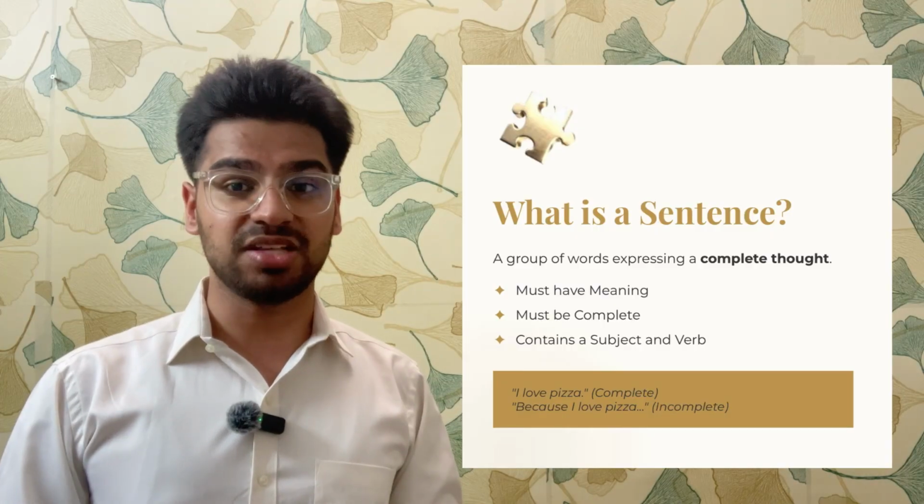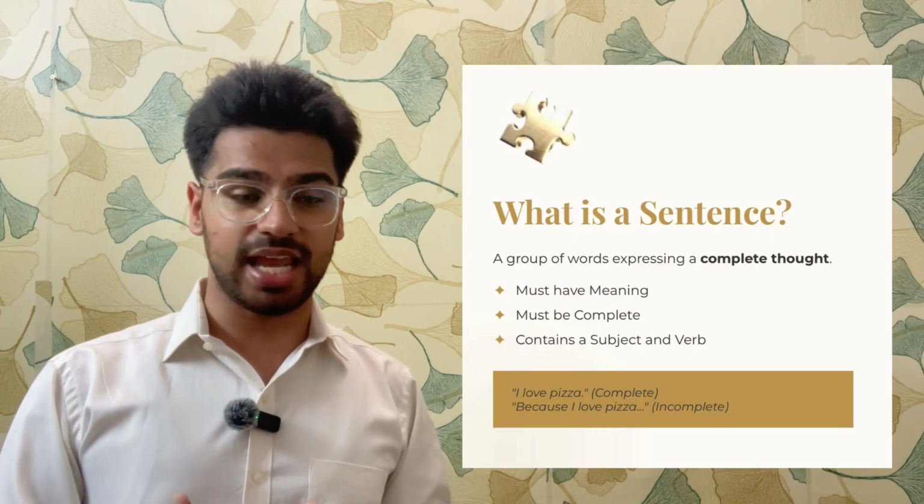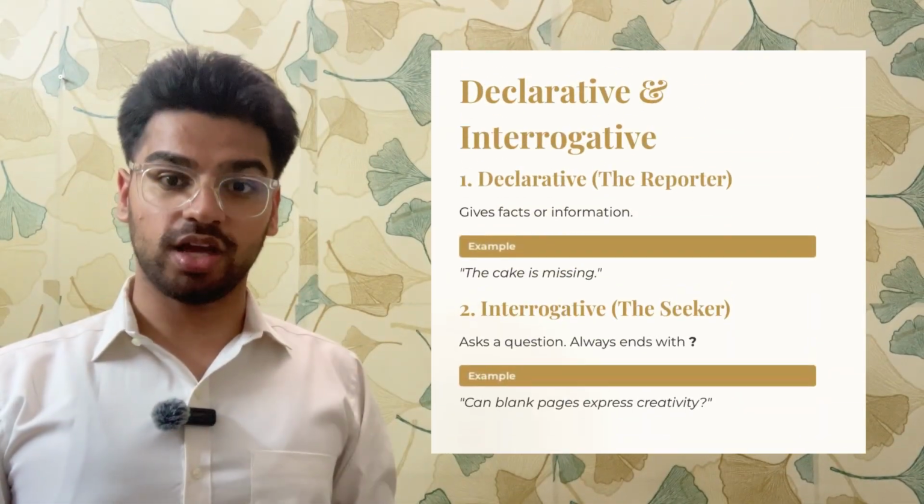A sentence must have meaning. It must be complete. It usually contains a subject and a verb. Simple enough. Now let's learn the different types of sentences. English has 4 main types of sentences: declarative, interrogative, imperative, exclamatory. Let's explore each one.